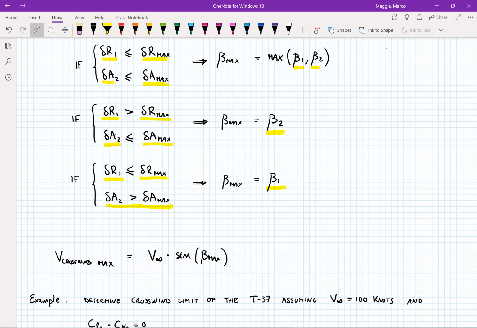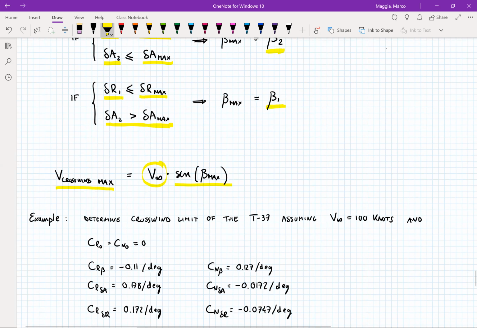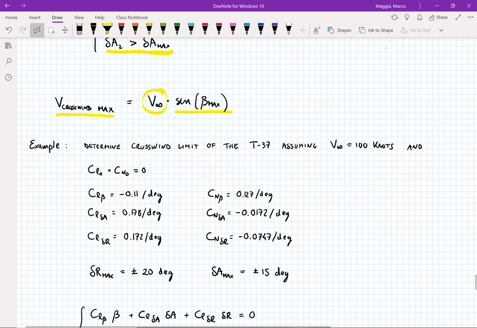And once you have your beta max, then the maximum crosswind velocity that the aircraft can withstand is just given by V infinity times the sine of the maximum side slip angle. So this is going to be easier to see in an example. Let's take a look at this.